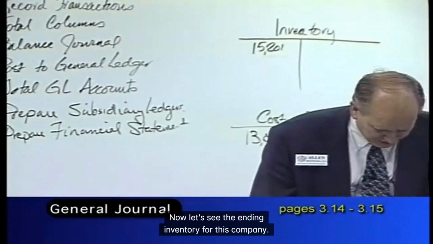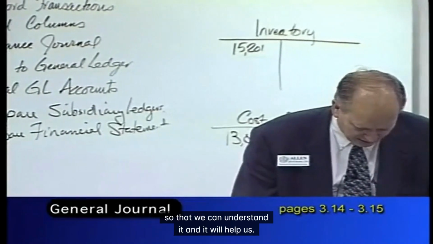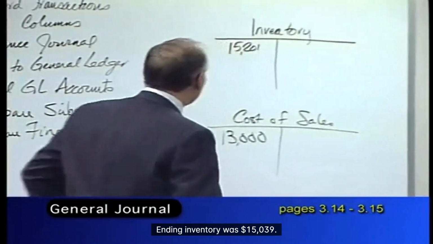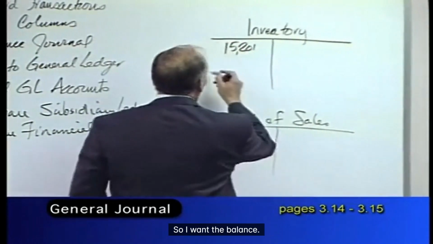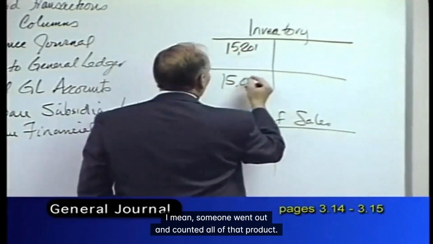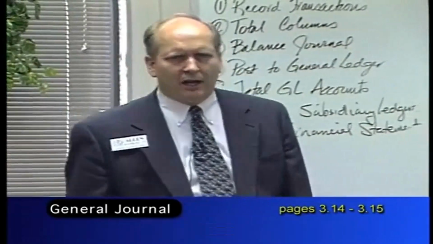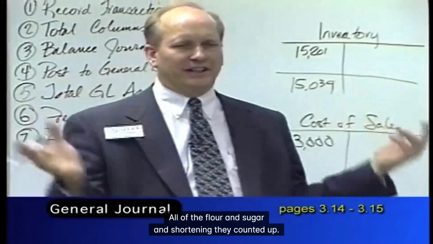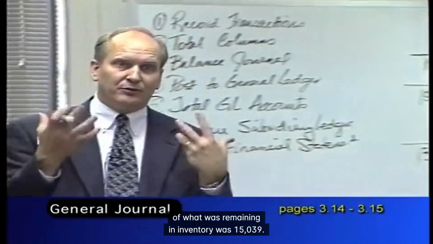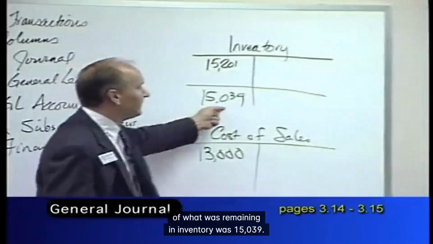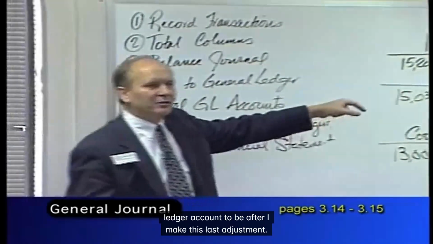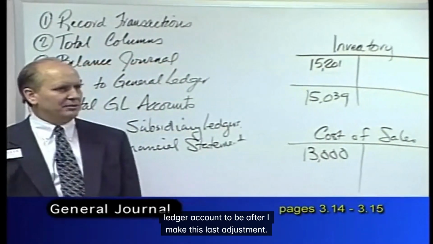Now let's see. The ending inventory for this company, and I'm just going to give you that number so that we can understand it and it will help us. Ending inventory was $15,039. I mean, someone went out and counted all of that product, all of the flour and sugar and shortening. They came up with the fact that the value of what was remaining in inventory was $15,039. That's what I want my inventory general ledger account to be after I make this last adjustment.